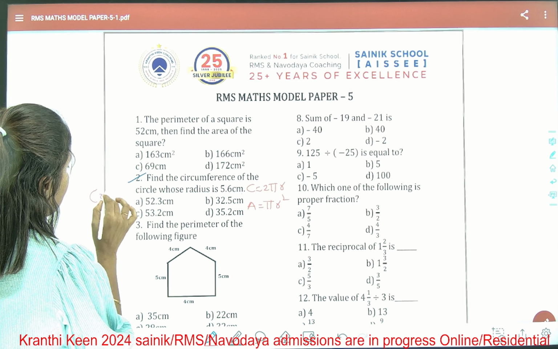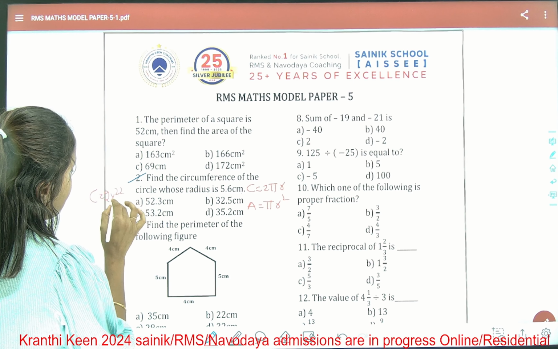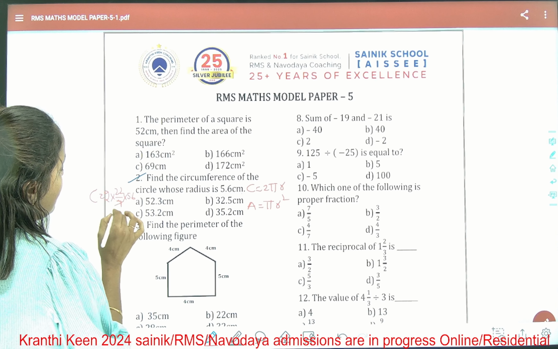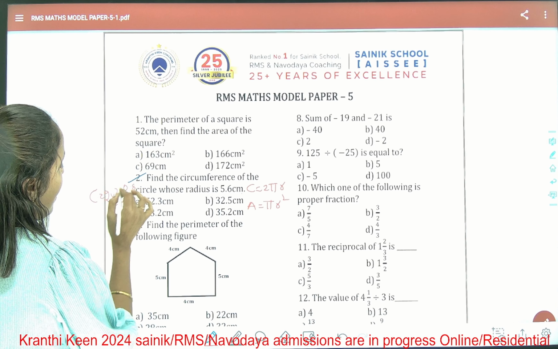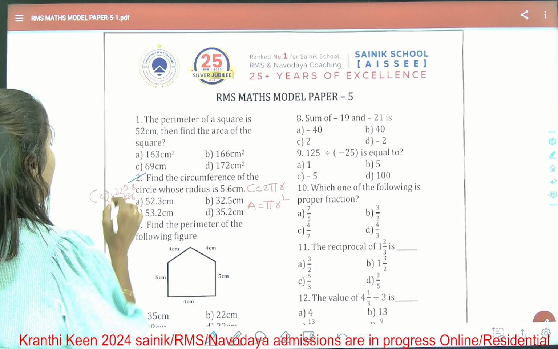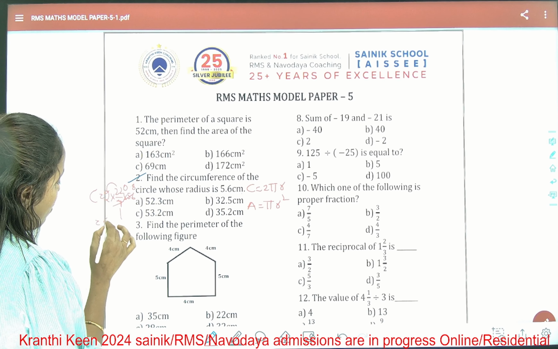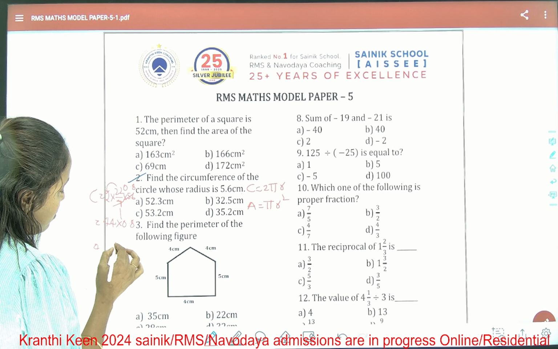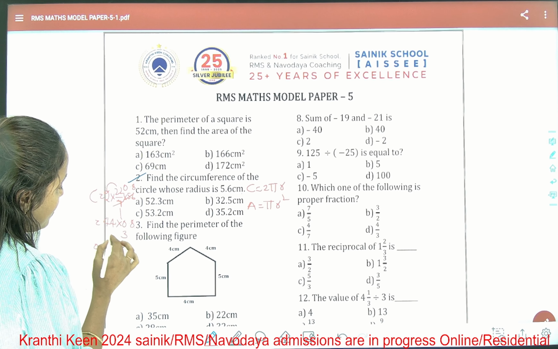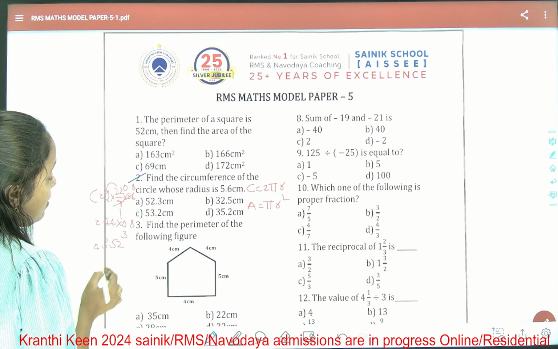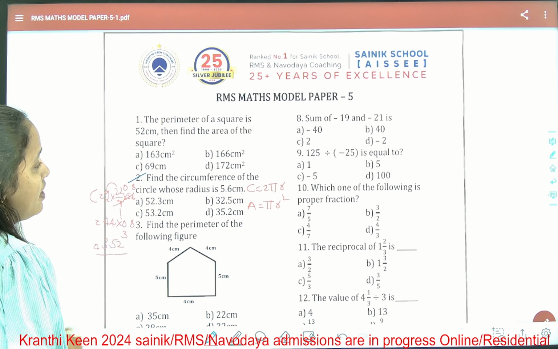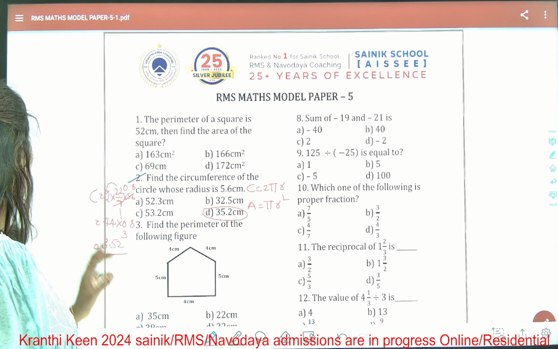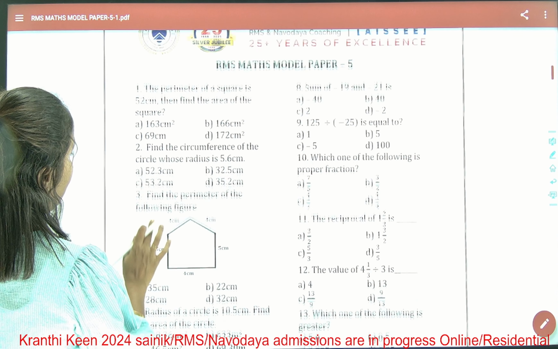Then circumference is 2 into 22 by 7 into 5.6. Do the cancellation: 7 ones are 7, 7 eights are 56, so we get 0.8. Then do the multiplication: 2 twos are 44. 44 into 0.8: 8 fours are 32, 8 fours are 32 plus 3, that is 352. Then we put one decimal, so we get 35.2 centimeters.